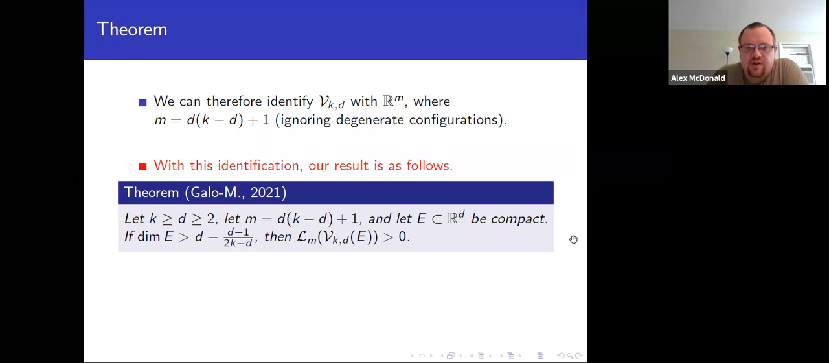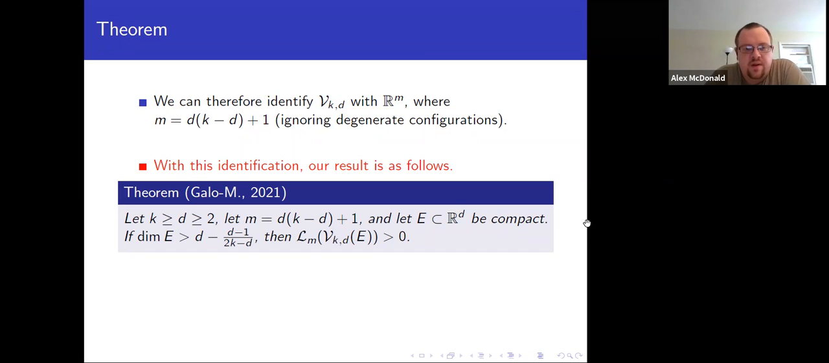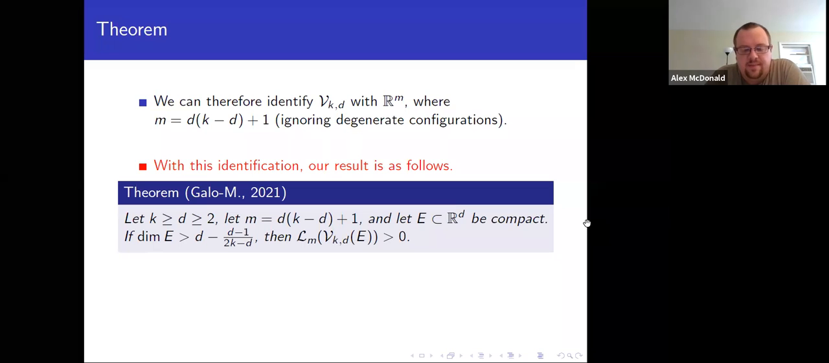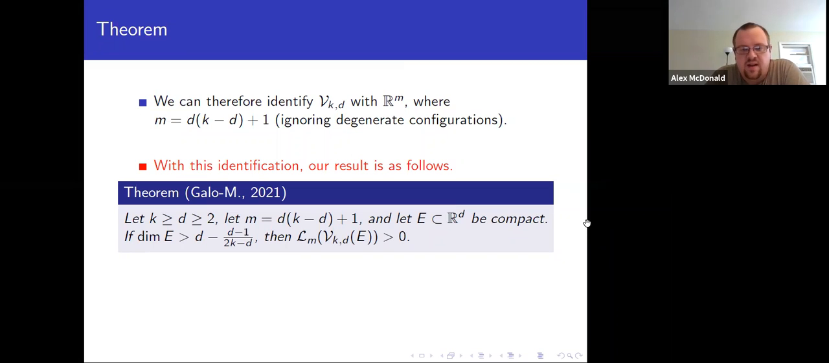So with this identification, our result is as follows. Let k be greater than or equal to d, greater than or equal to 2, and let m be the dimension I just said, and let E be a compact set in R^d. So we have this dimensional threshold again. If the dimension of E is greater than d minus 1 plus 1 over (2k minus d), then the m-dimensional Lebesgue measure of the volume type set is positive. And in fact, you should get that it has non-empty interior.